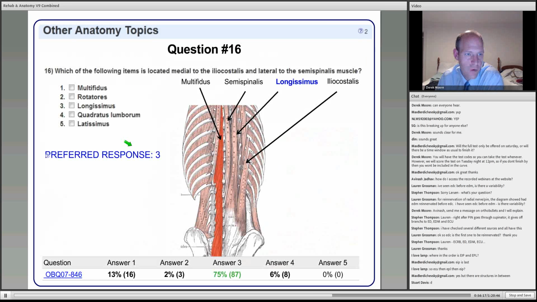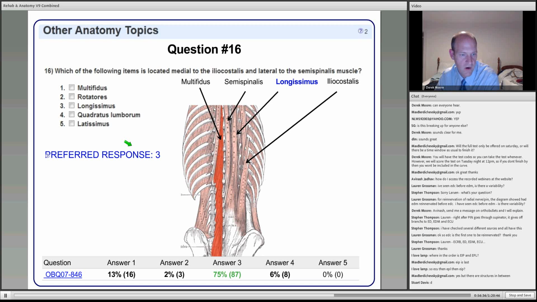So going back to the question, they're asking which of the following items is located medial to the iliocostalis muscle. So here's iliocostalis, so we're looking medial to that, and lateral to semispinalis muscle, which is here. So that's going to put you right in the middle, which is the longissimus muscle. So the proper answer is 3.